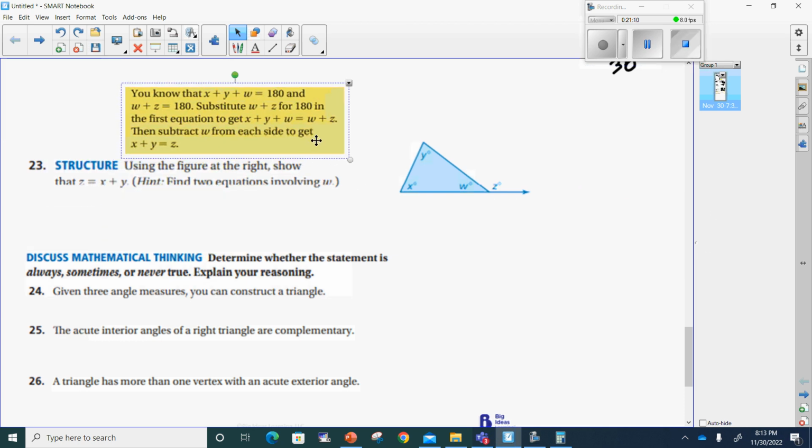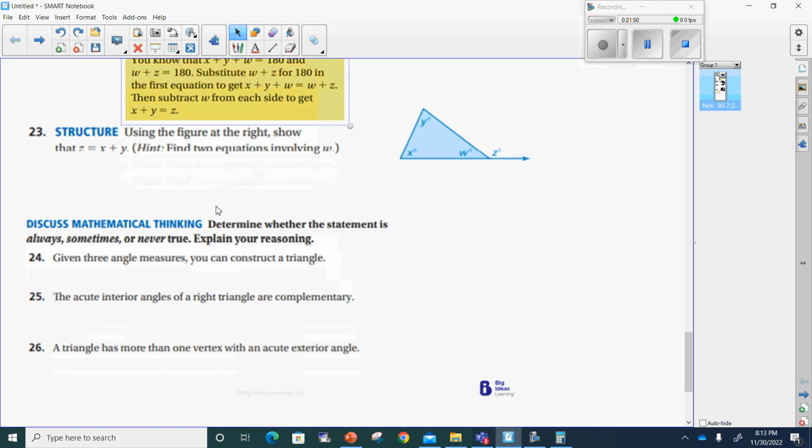So the answer to this one is we know that x plus y plus w equals 180. And we know that w plus z equals 180. We substitute w plus z for 180 in the first equation to get x plus y plus w equals w plus z. Now we're just going to cross out the w's, right? We're subtracting them. That leaves us x plus y equals z.